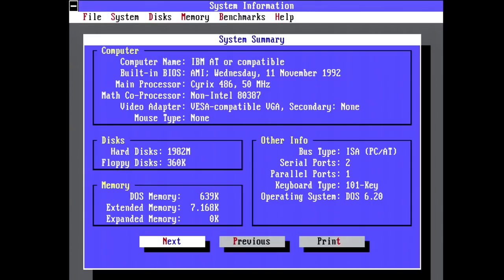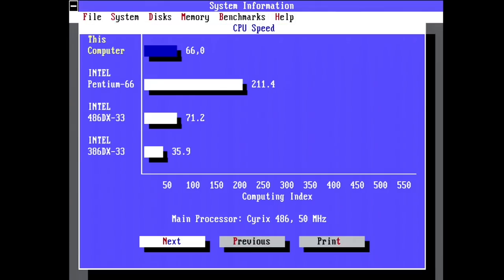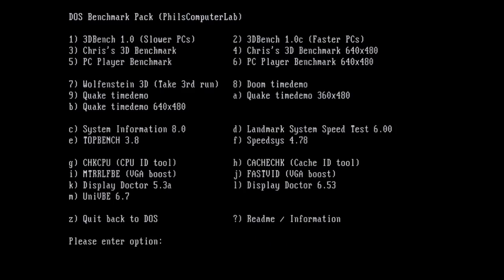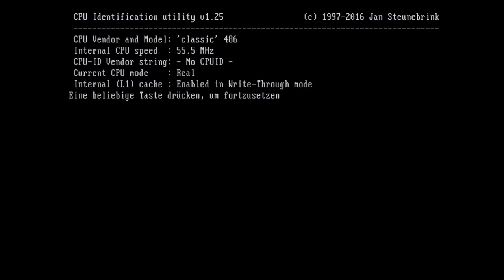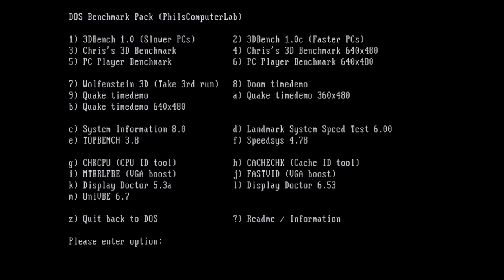at 50 MHz. Let's do the benchmark, and here we get already 66 points for the benchmark, which is almost double than we had before with 36, I think we had. So very, very nice, and we are already on the right way. Let's also check CPU. Here we can see also classic 486 CPU. Here it's showing 55 MHz, and it shows here also that the level 1 cache is enabled in write-through mode.